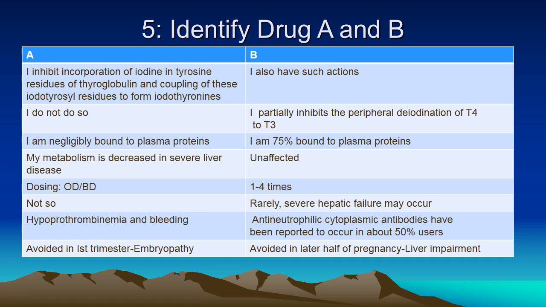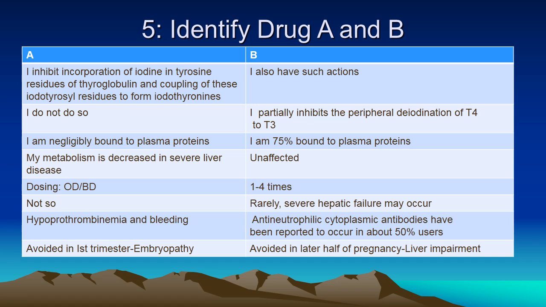Drug A is usually given once or twice daily. Drug B is given 1 to 4 times daily. Rarely, severe hepatitis has been found with the use of drug A during pregnancy, whereas it is not seen with drug B. Drug A may cause hypoproteinemia and bleeding, whereas drug B does not cause it.